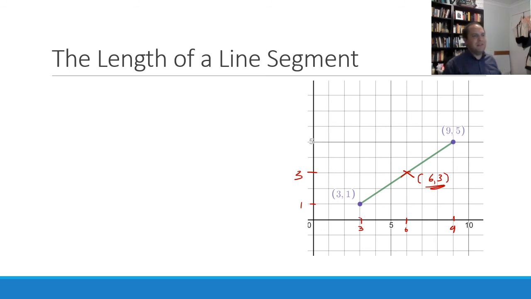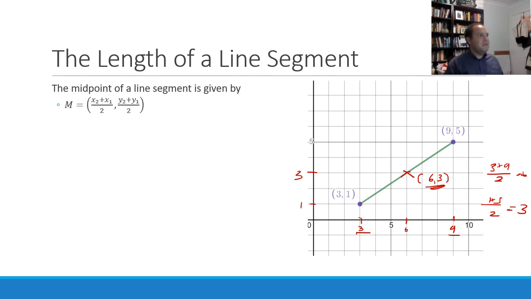Really simple. Now, what we're actually doing there, students, is just finding the average of our x coordinates. So the average of 3 and 9. Right? 3 plus 9 is 12, divided by 2 is 6. That's the x value for our midpoint, the average of 3 and 9. For our y coordinate, it'll just be the average of our y values. 1 plus 5 is 6, divided by 2 is 3. The average of our y values gives us the y coordinate of our midpoint.